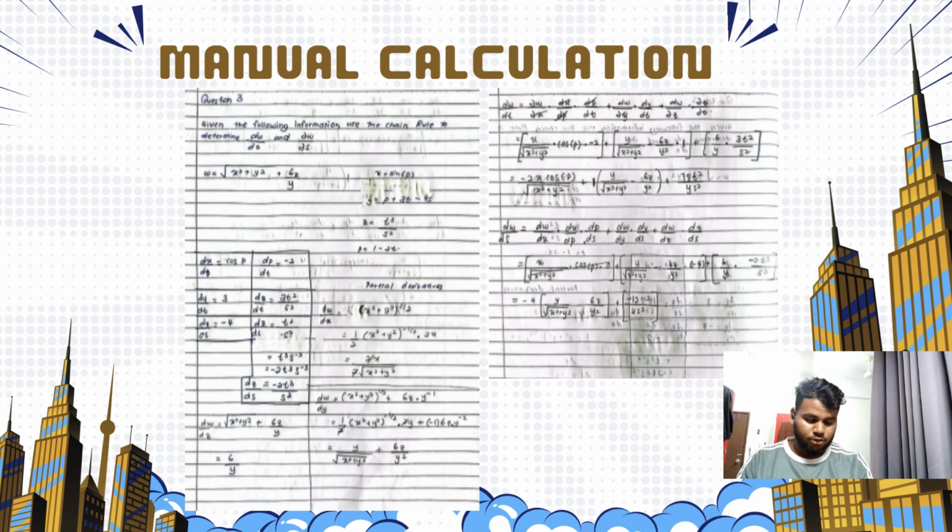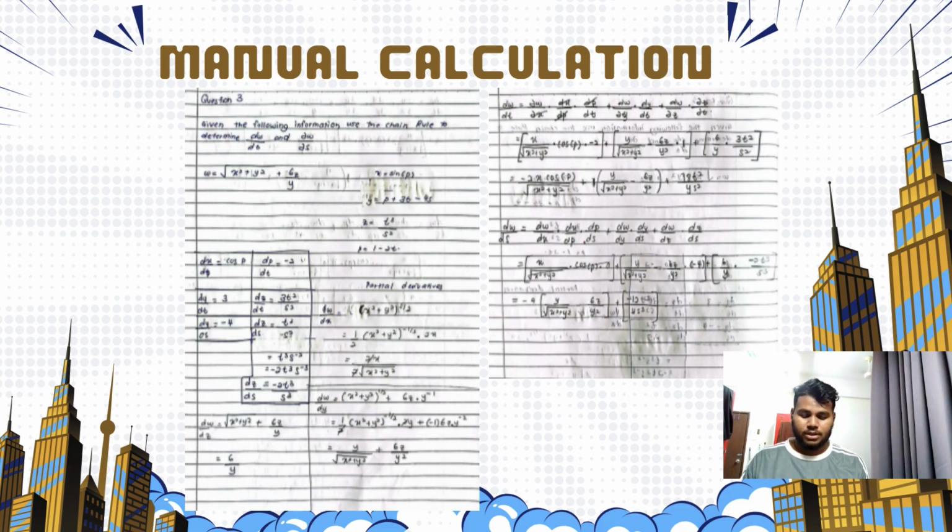Then we should take the partial derivatives. dw over dx equals (x squared plus y squared) to the power 1 over 2; the 1 over 2 comes in front, and x squared plus y squared stays in brackets with the power minus 1 over 2, and we need to differentiate the inner part with respect to x, so we get 2x. So the final answer for dw over dx is x over the square root of x squared plus y squared.